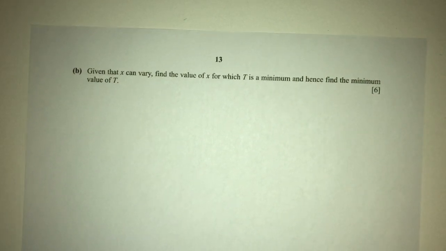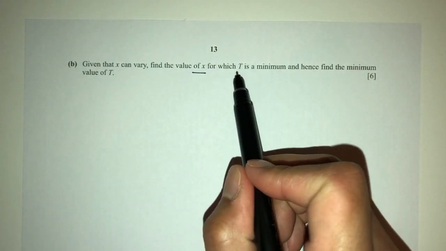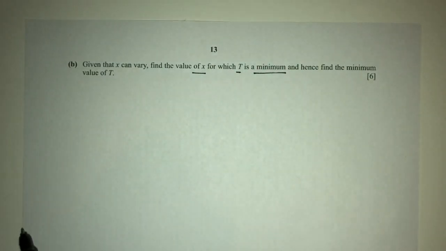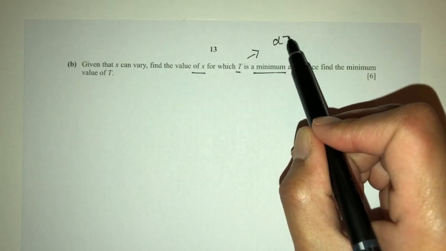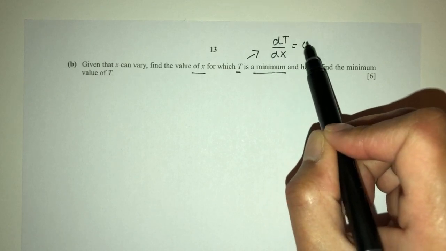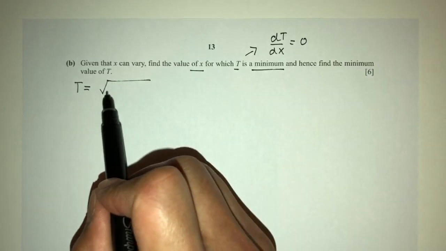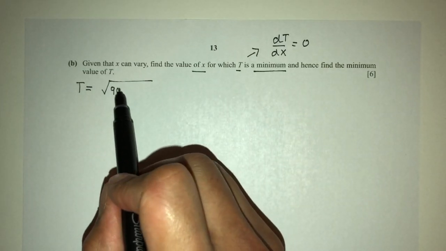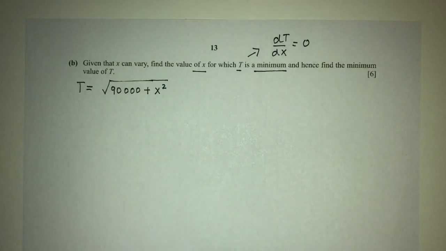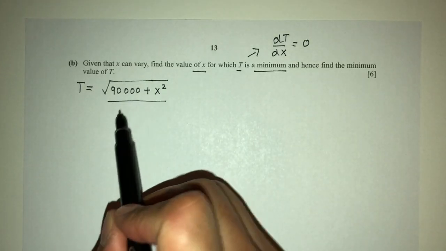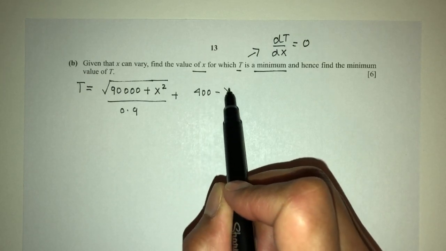Now let's go into part B. Given that x can vary, we have to find the value of x for which t is a minimum, and hence find the minimum value of t. So when does this happen? You know that this happens when dt by dx is 0. From part A, we know that t is equal to root of 90,000 plus x squared, divided by 0.9, plus 400 minus x over 1.5.